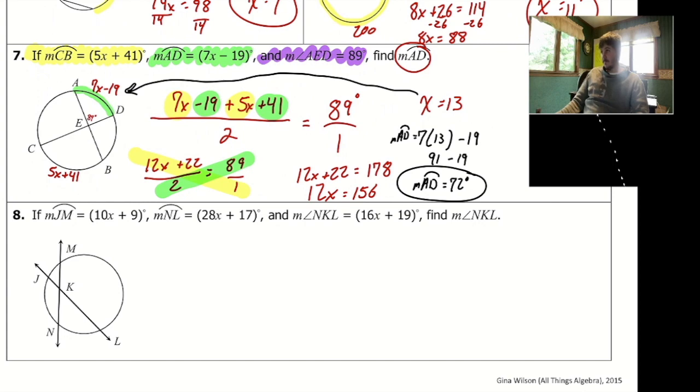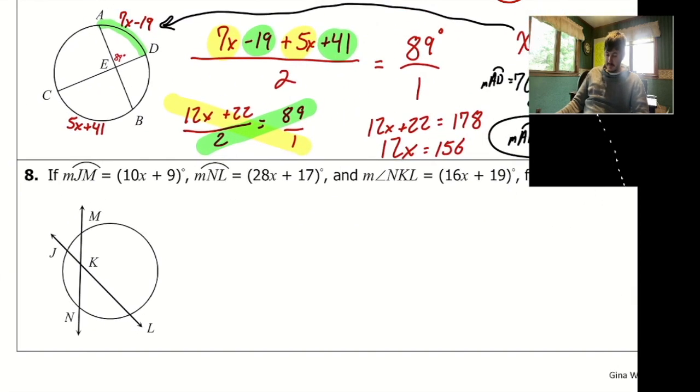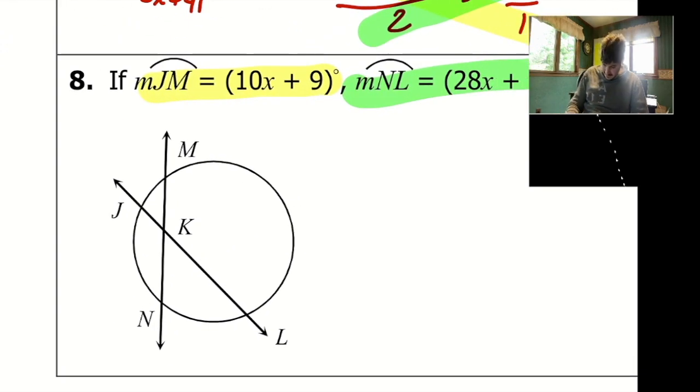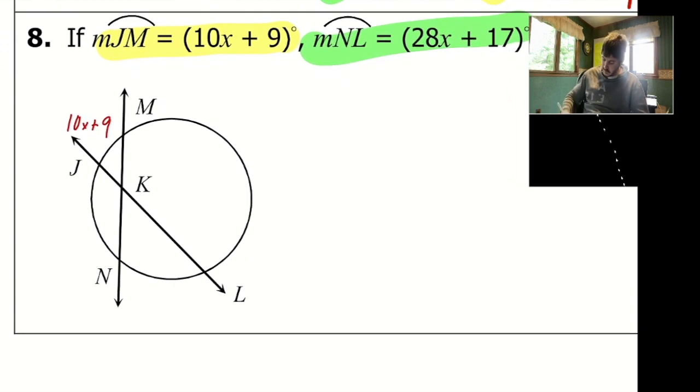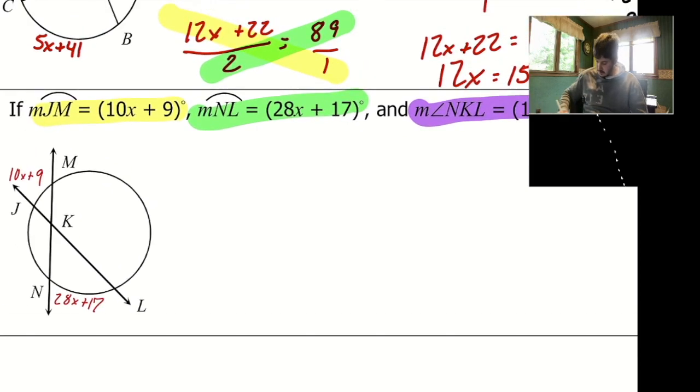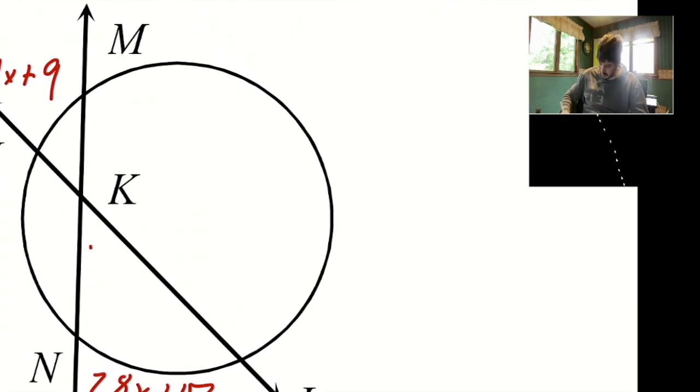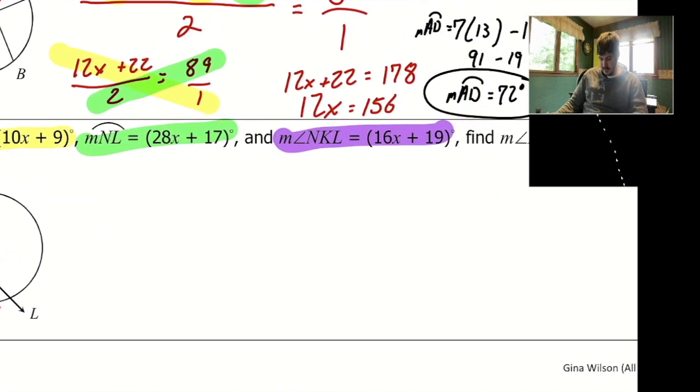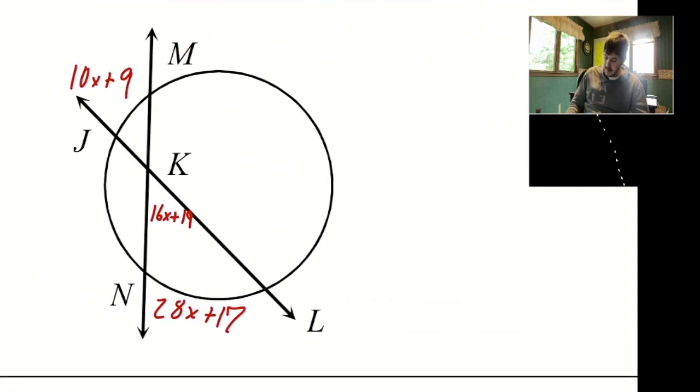All right, number 8. All three of these things are expressions: 1, 2, and 3. That's fine. Let's label them all. JM is 10x plus 9. NL is 28x plus 17. And angle NKL is 16x plus 19. Find the measure of angle NKL.